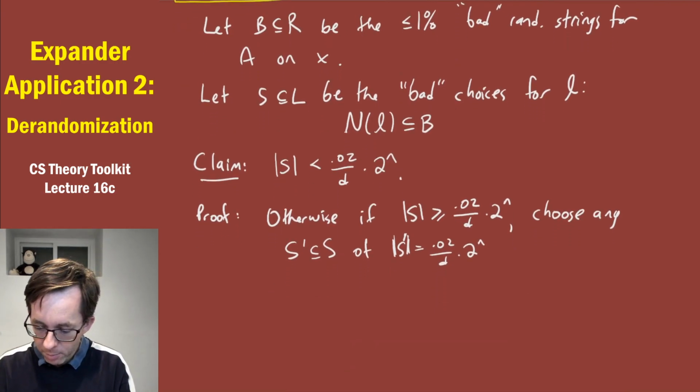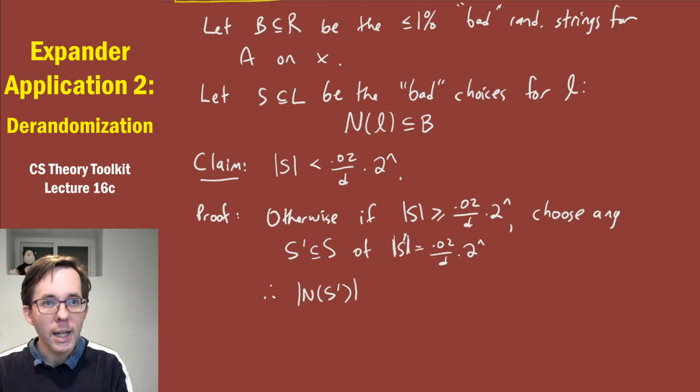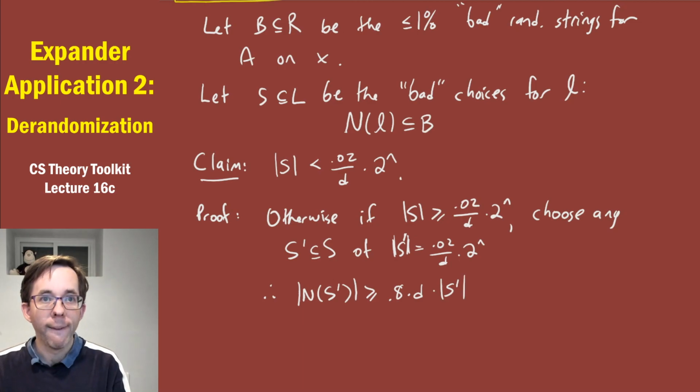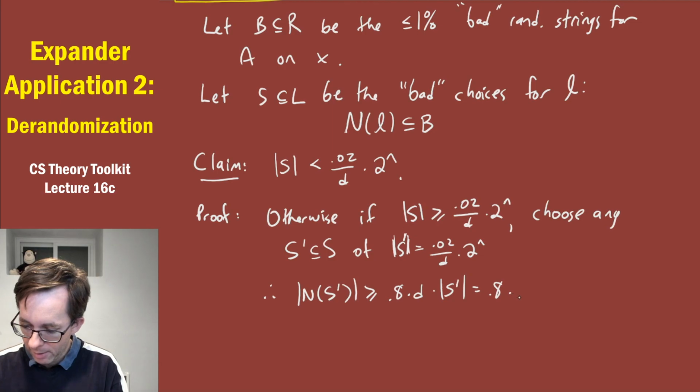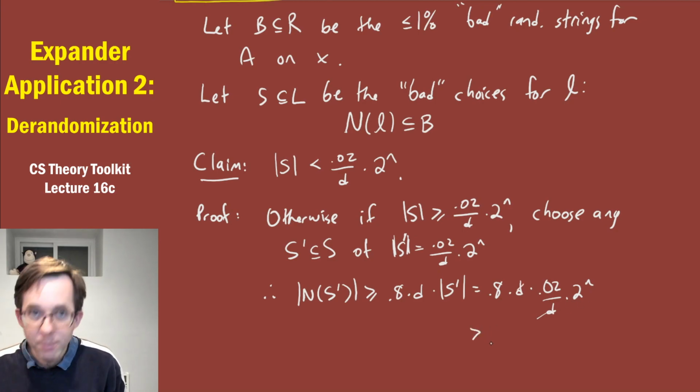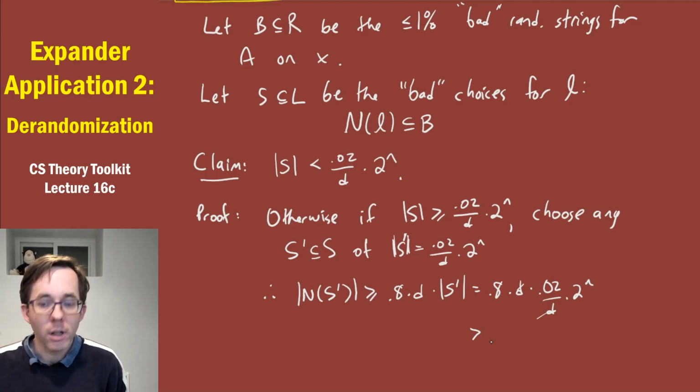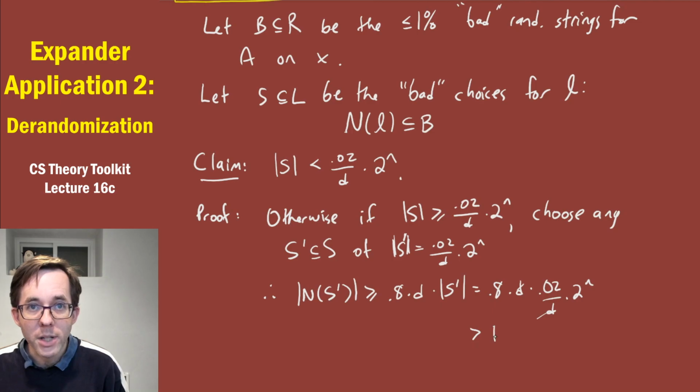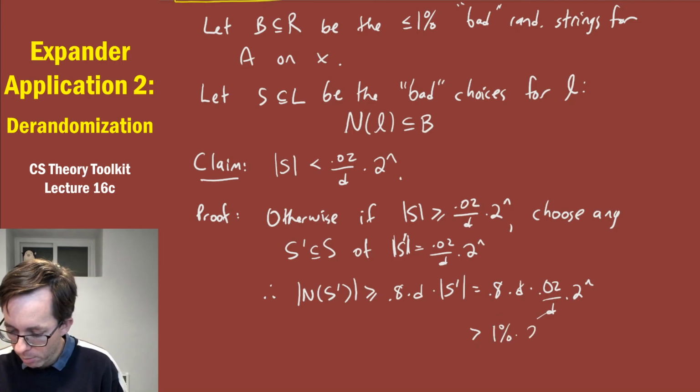And therefore, by the expansion property, the size of the neighborhood set of S prime is at least 0.8 times D times the size of S prime, which is 0.8 times D times 0.02 over D times 2 to the n. And the point here is that the D's cancel out, and this is 0.16 times 2 to the n. And that 0.16 is cooked up to be greater than 1%. So actually greater than 1% times 2 to the n by quite a bit.